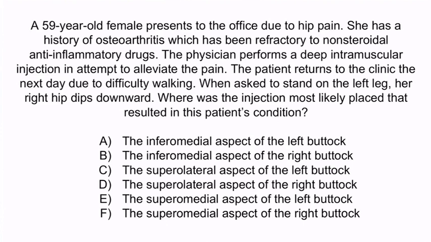Okay, hopefully from the question stem, you notice that this patient has a positive Trendelenburg sign because when she was asked to stand on the left leg, her right hip dipped downward. Recall that this is caused by an injury to the superior gluteal nerve. This often occurs due to improper placement of a deep intramuscular injection in the buttock, which is what happened with this patient. So the correct answer is E, the superomedial aspect of the left buttock.